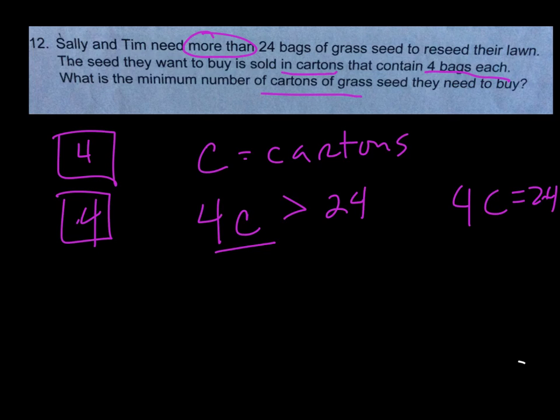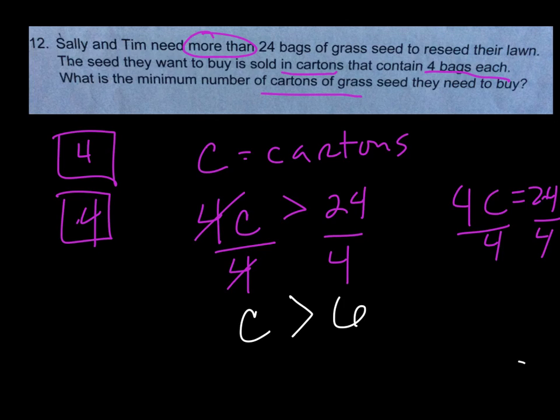Again, the opposite of multiplication is division. So just like in an equation, we're going to divide by 4. The 4's cancel out, and what you end up with is the number of cartons will be greater than 6. So you'll need more than 6 cartons in order to have more than 24 bags. Let's just double check that. If I plug in a number greater than 6, let's say 7, then 4 times 7 would give me 28 bags of grass, which would exceed the 24.